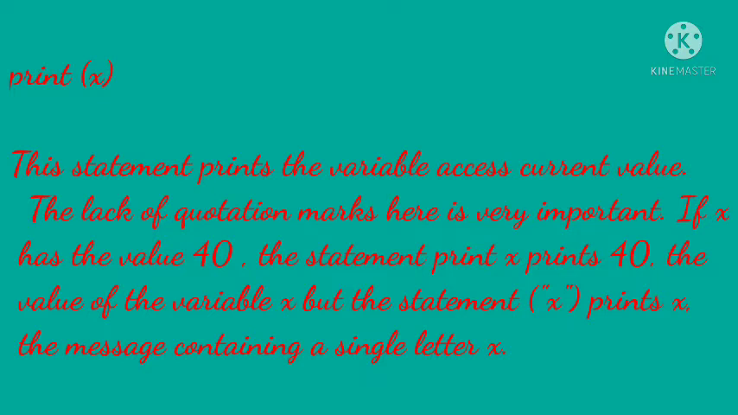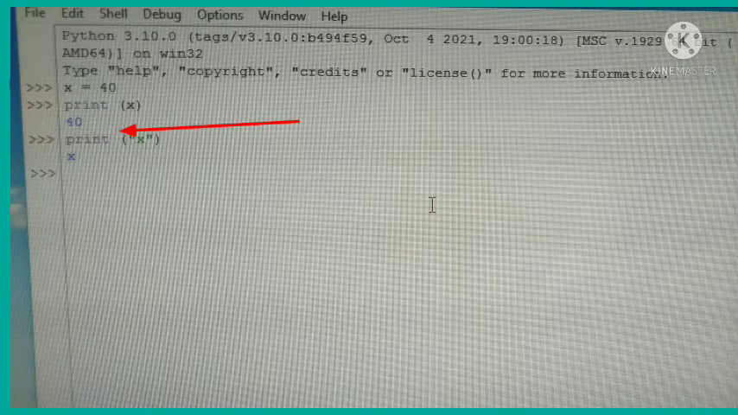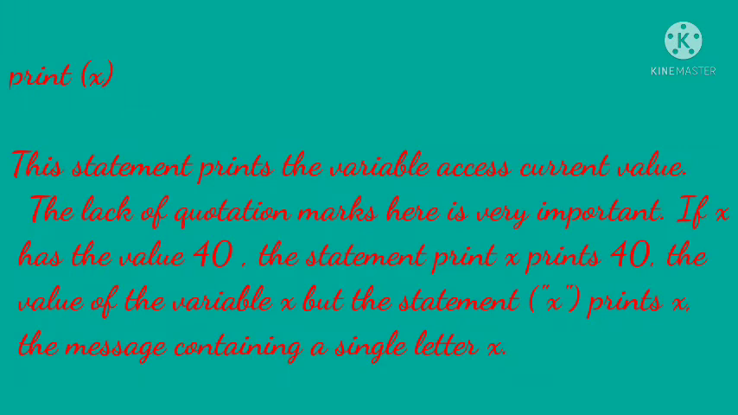If we want to display the value of a variable, we should not use quotation marks in the above example. Print x displays the value of x as 40. Otherwise, if we type the x within quotation marks, it will display x. In single assignment, we assign a single value or expression to a single variable.